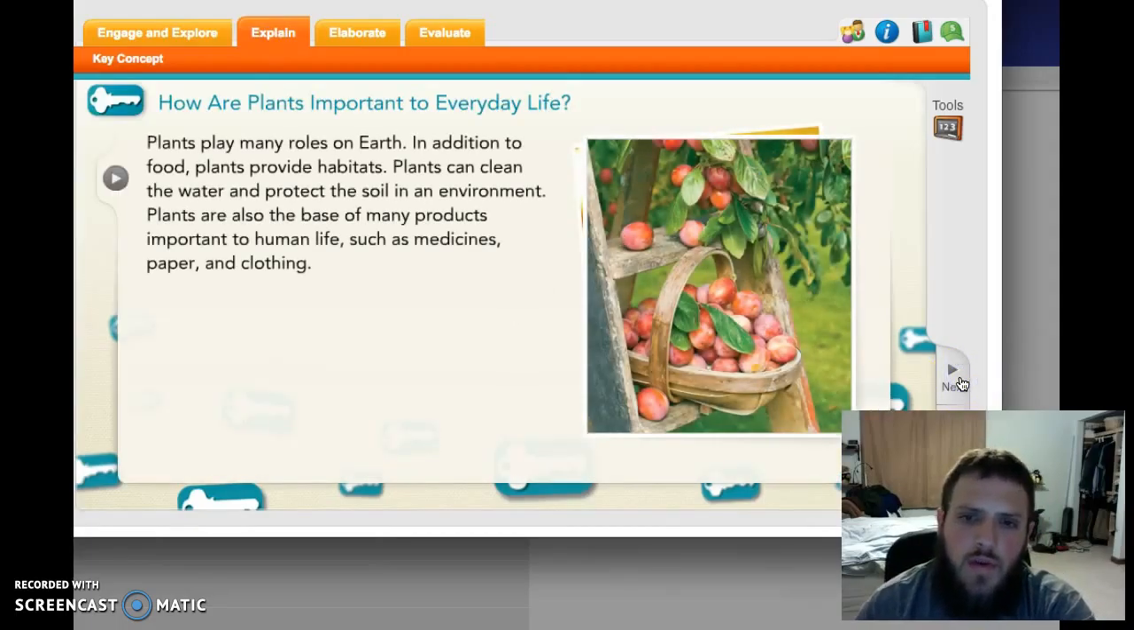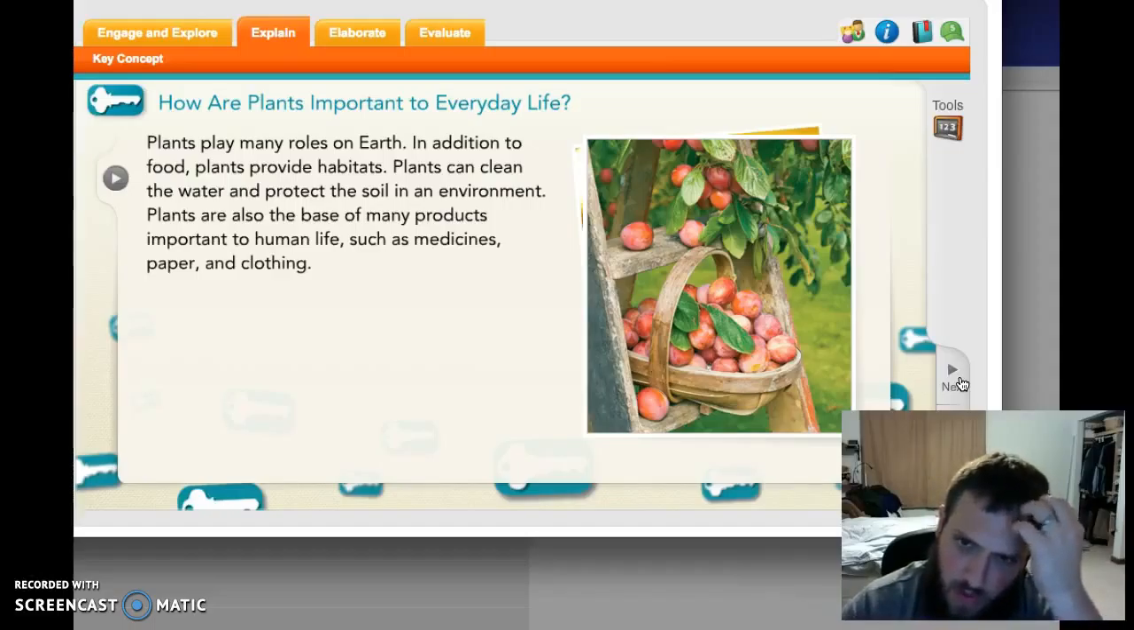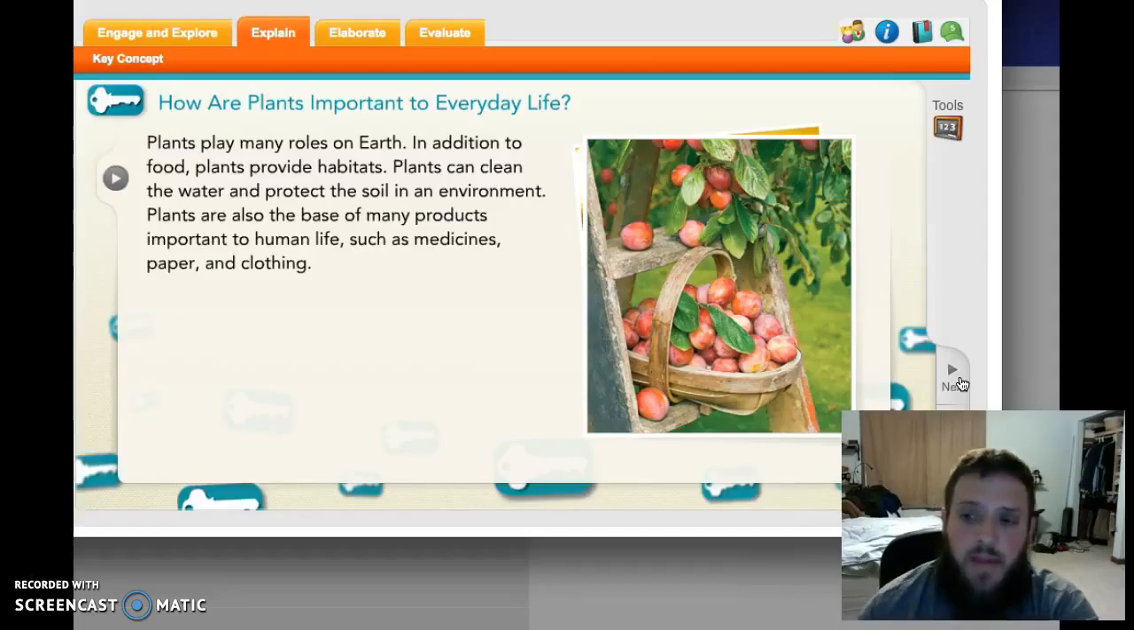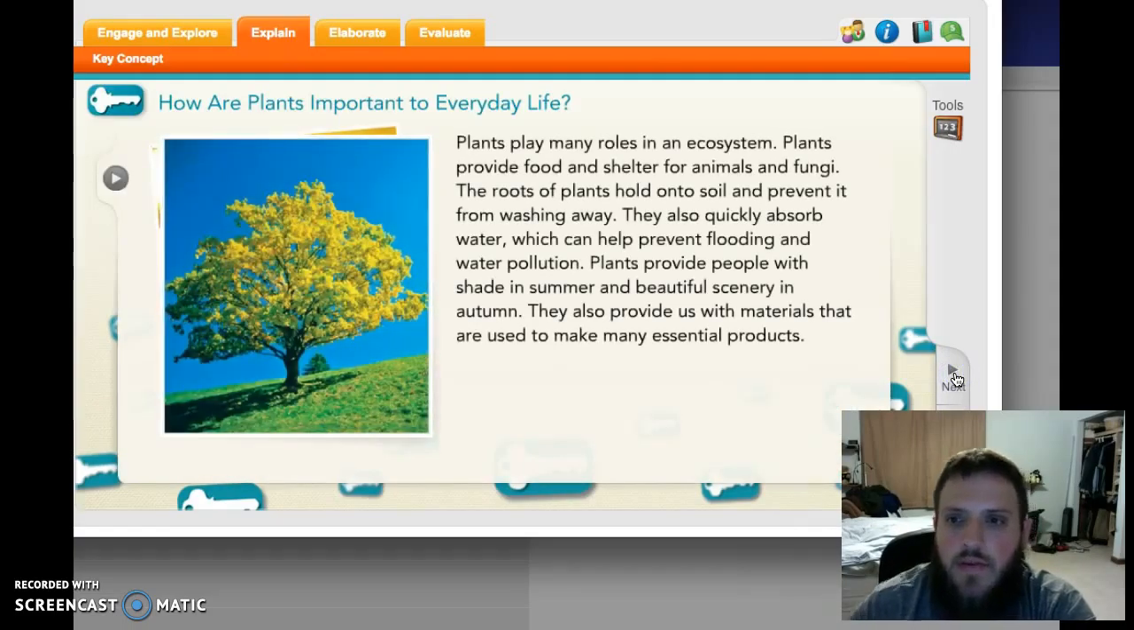So like I said, some of the things we use plants for. We've talked about food, but we also build houses out of plants. We use plants to clean the environment. We use plants to fix the soil. Plants are also the basic part of products used in everyday life. Medicines, paper, clothing. What else do we use it for? Sugar is a plant byproduct for the most part, unless it's artificial. We'll see what else they have for us.